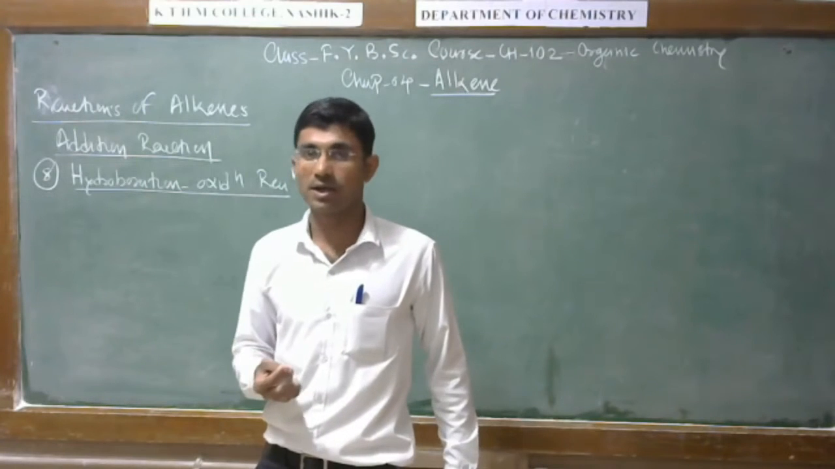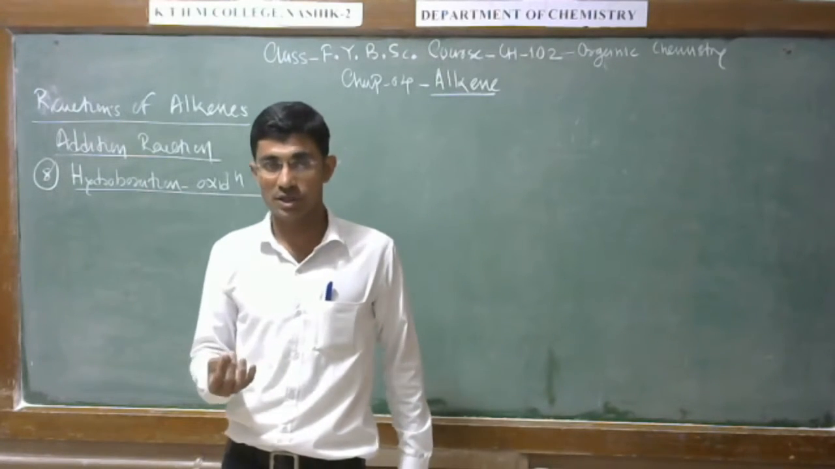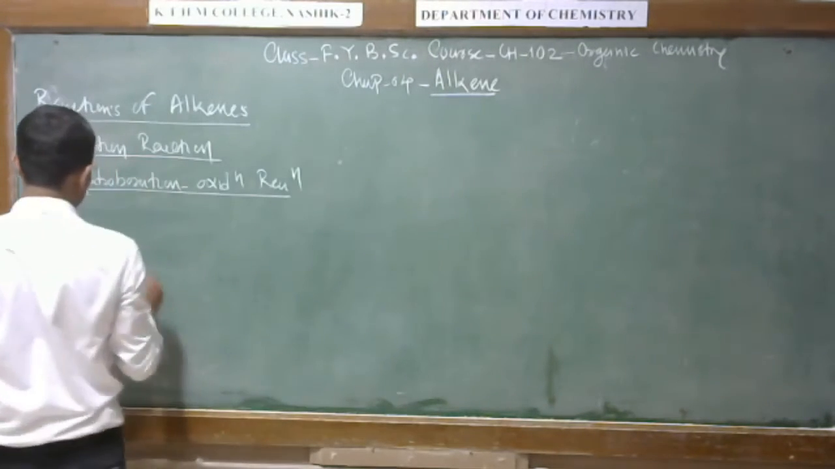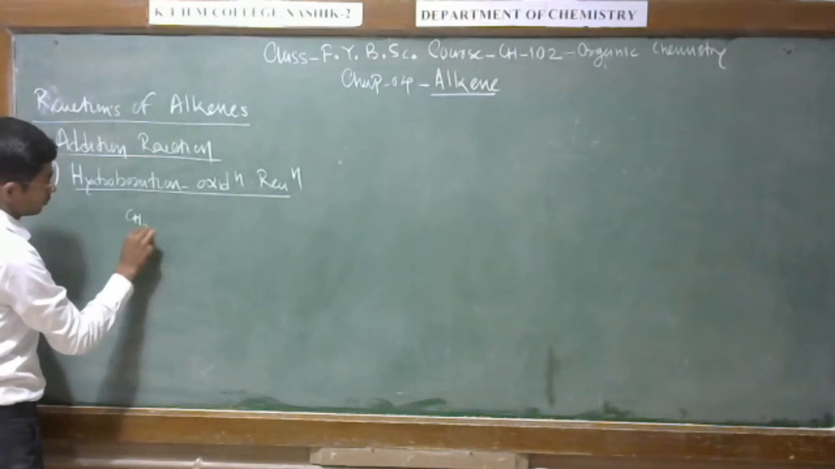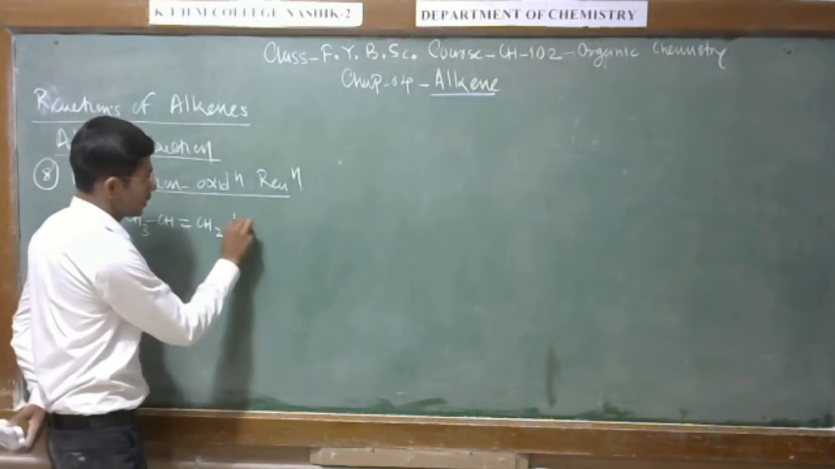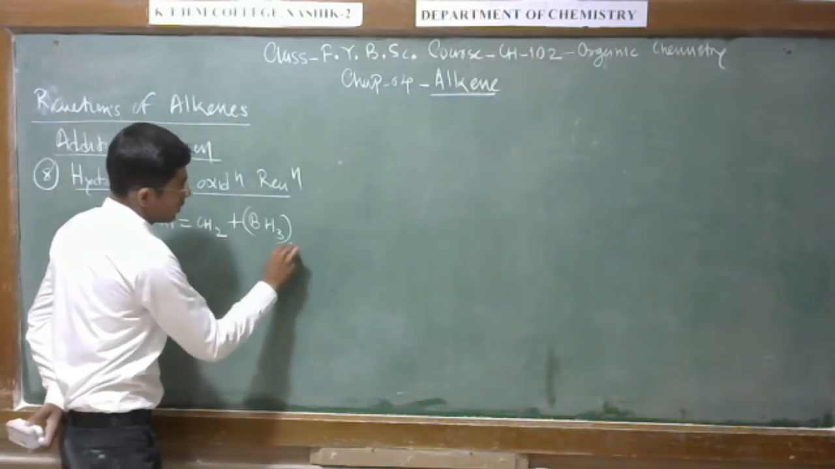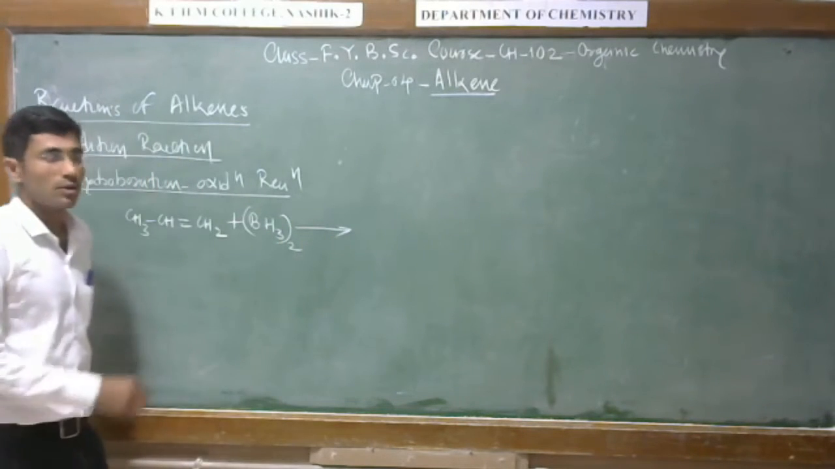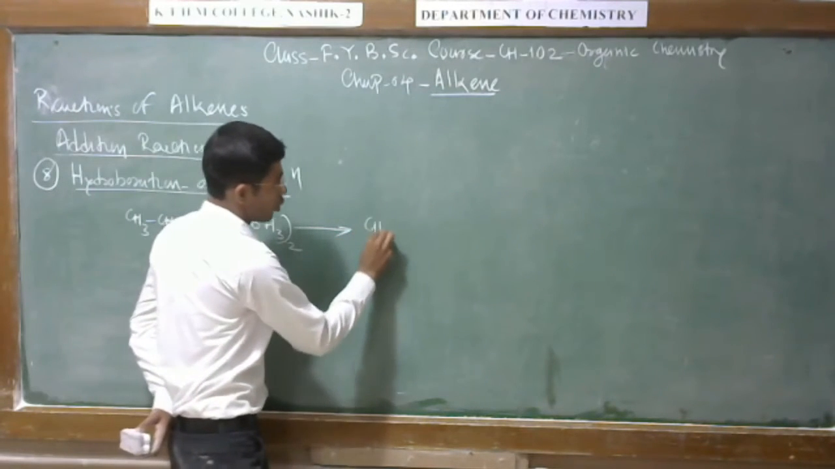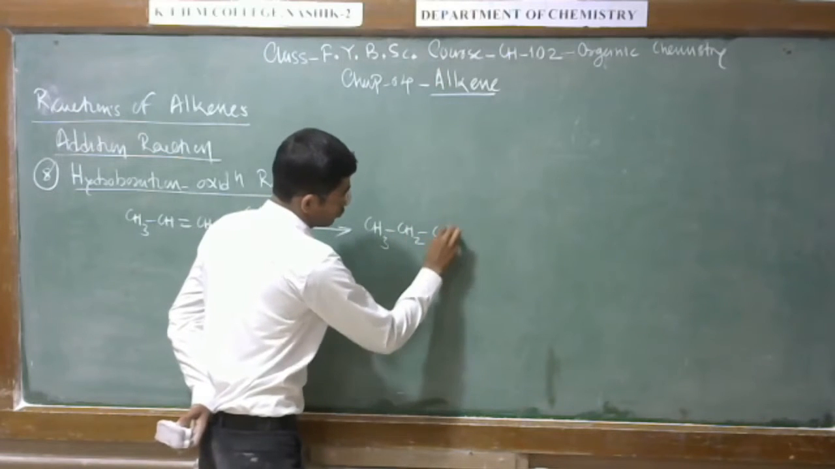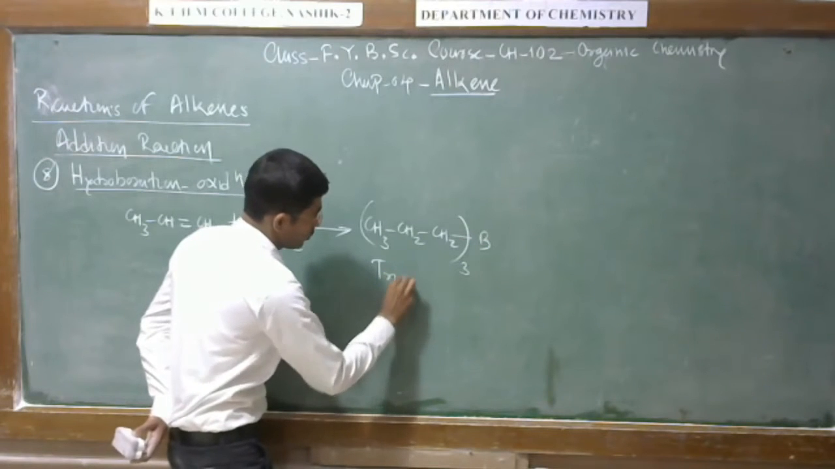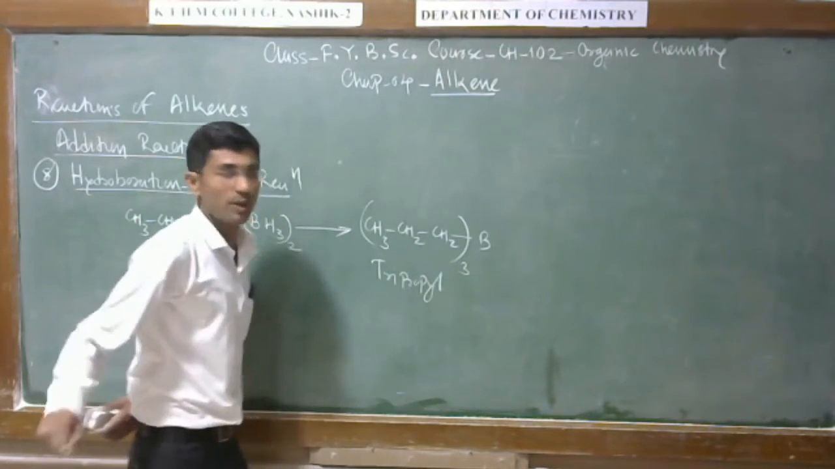In this addition reaction the alkene undergoes hydroboration-oxidation, and we can prepare an alcohol compound from an alkene compound. So here suppose 1-propene interacts with borane. Hydroboration means the alkene reacts with borane, and there is a formation of tripropylborane.